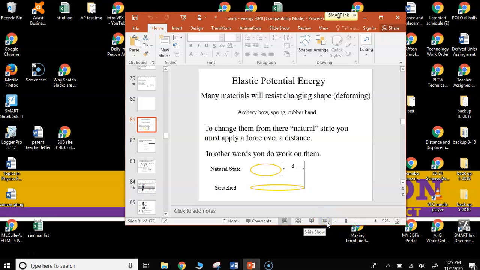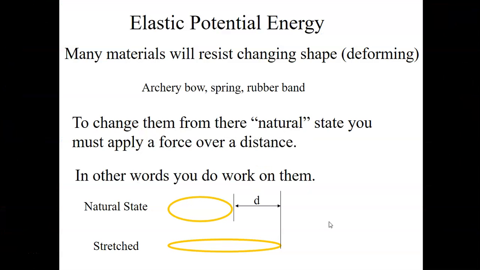Today we're going to talk about another type of potential energy, known as the elastic potential energy. Pretty much all materials will bend and resist changing shape or deforming to a certain degree, and then when you release them, they'll go back to the original shape. They're said to be elastic.